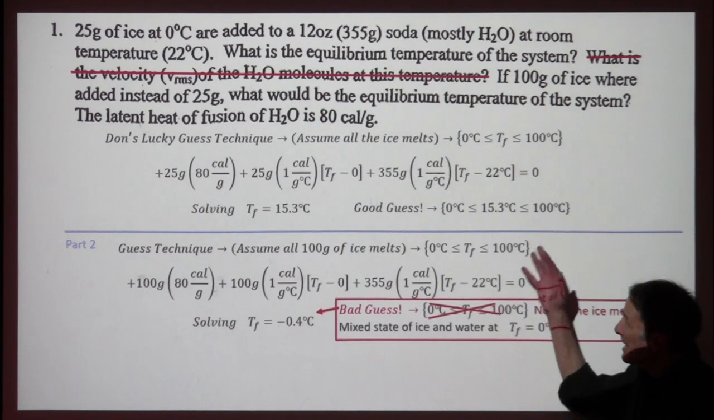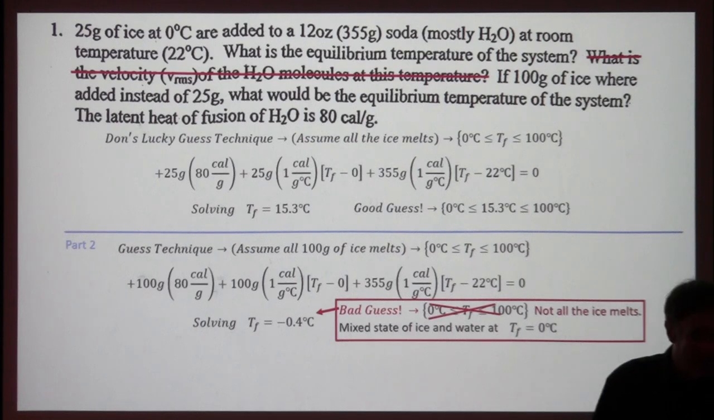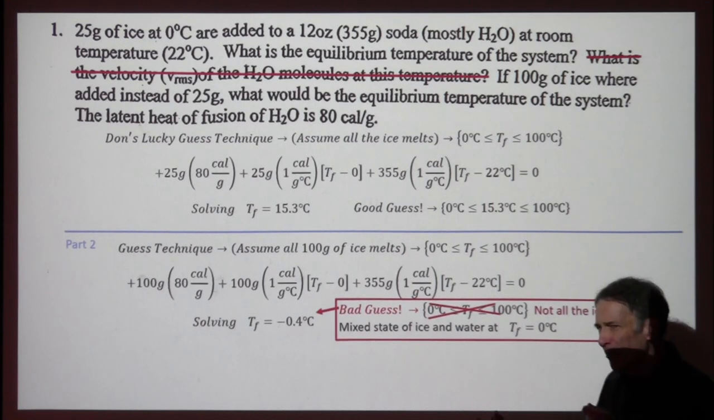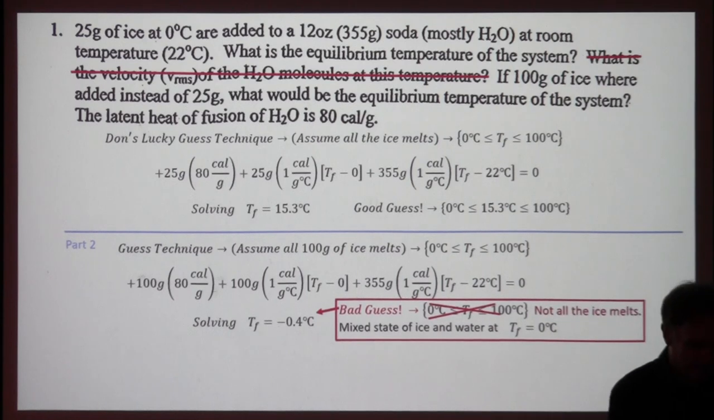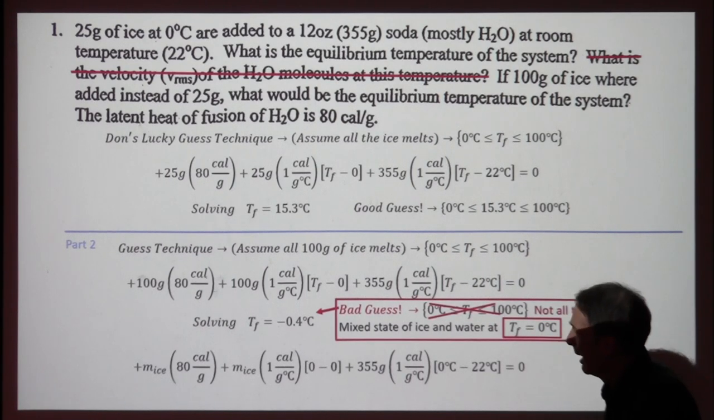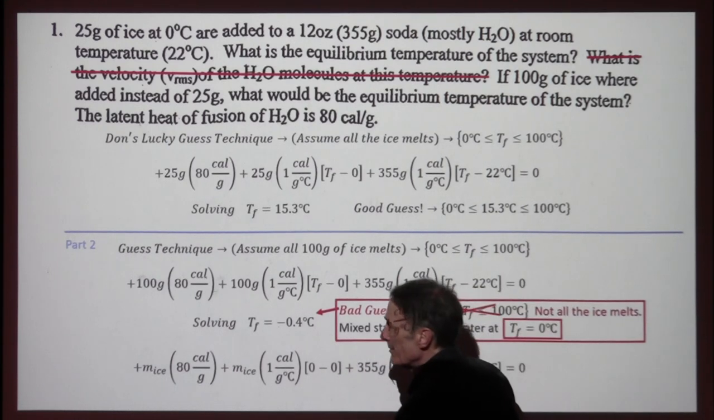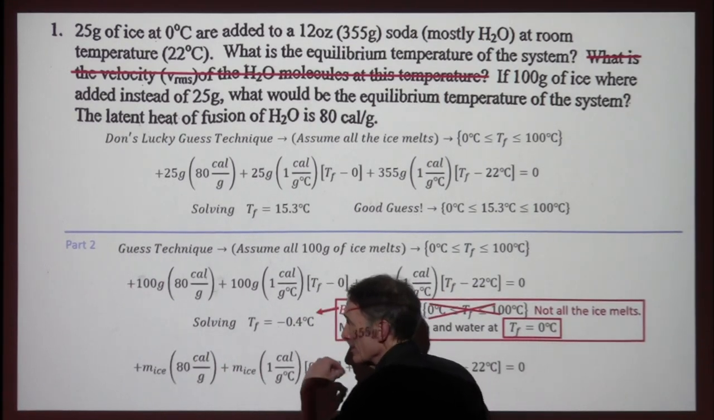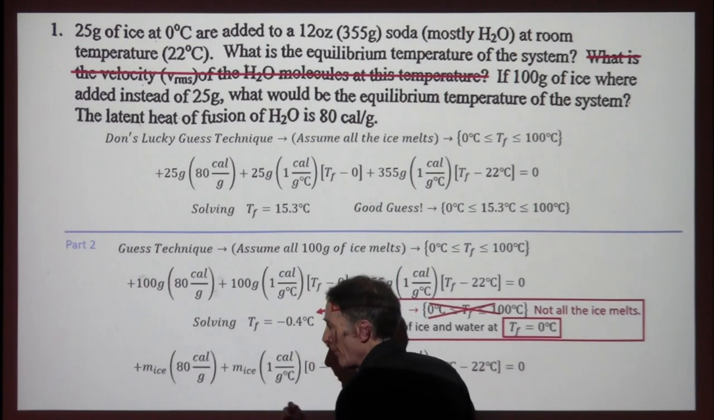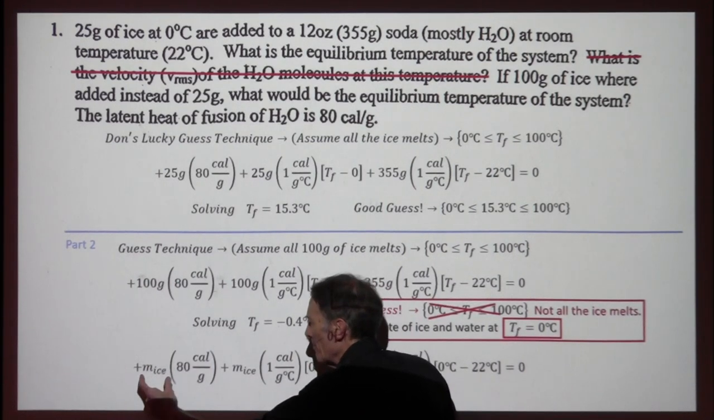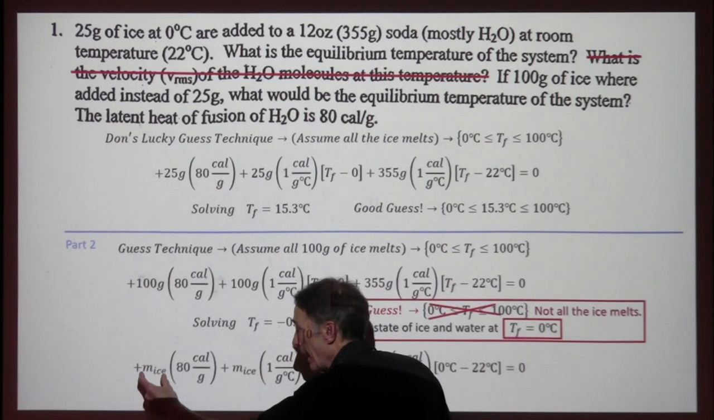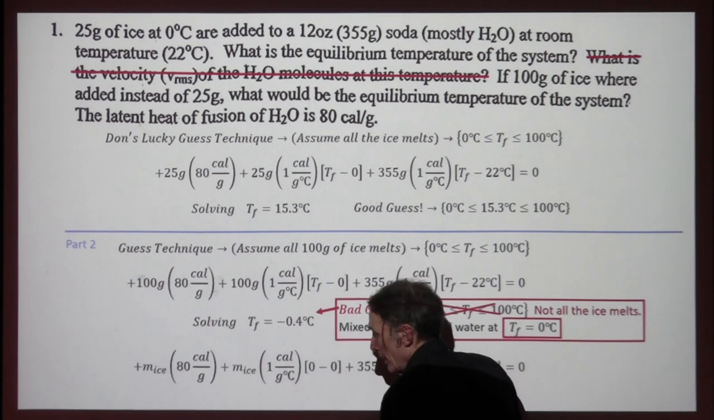Now, he doesn't ask any more in this problem, but a common follow-up is, if you didn't melt all your ice, how much ice have you got left in there? So then you can turn this around, and instead of sticking in 100 grams, which was my assumption that I was going to melt all of that, I'm going to melt a certain mass of ice, and I'll just put in M for that, since I don't know what it is.